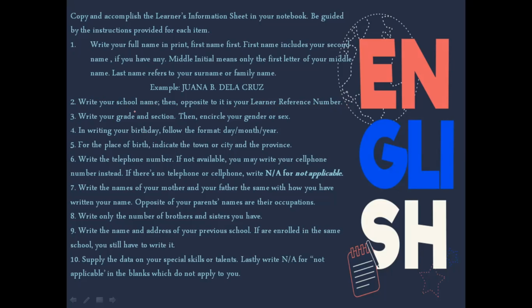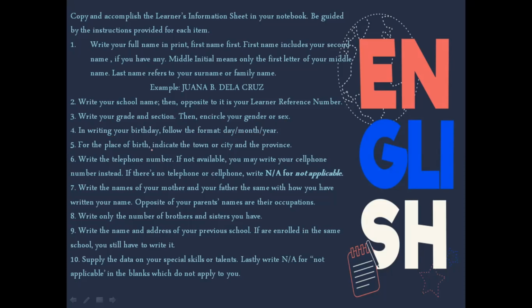Next, write your grade and section. Then, encircle your gender or your sex. It's either you're female or male. And number 4, in writing your birthday, follow the format day, month, year. Okay. Next, number 5, for the place of birth, indicate the town or city and the province.